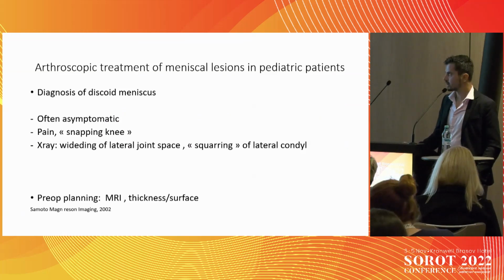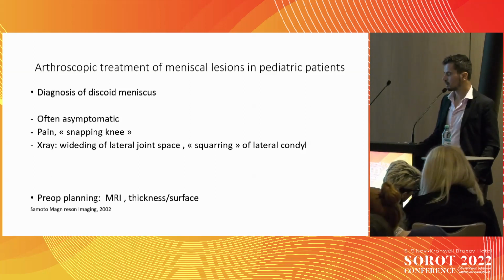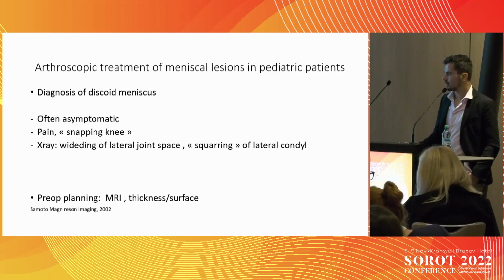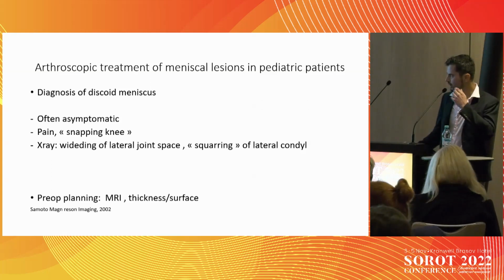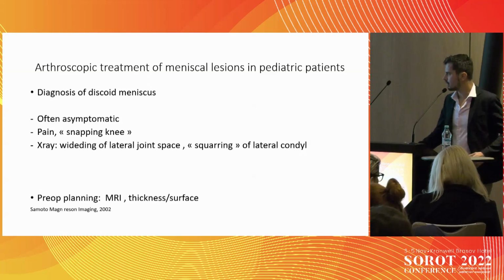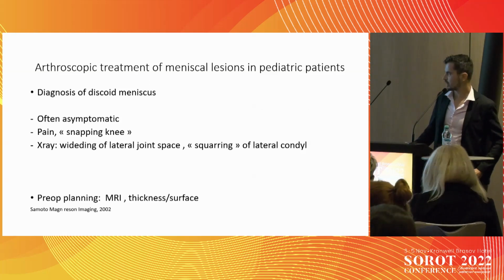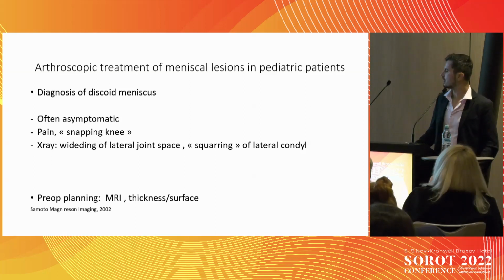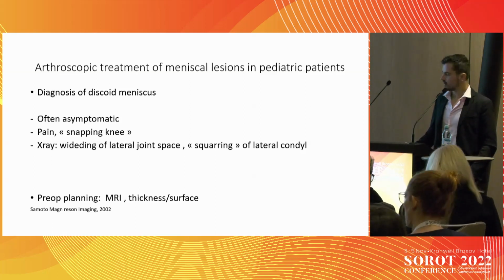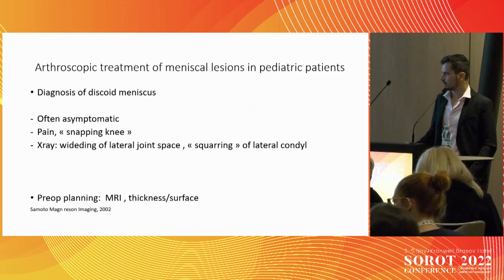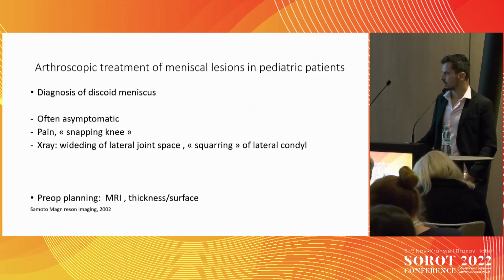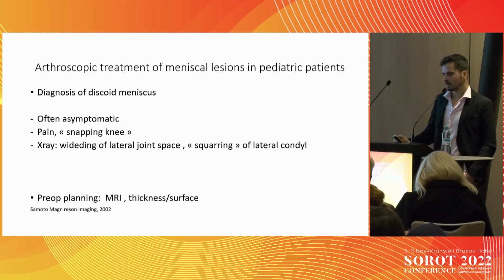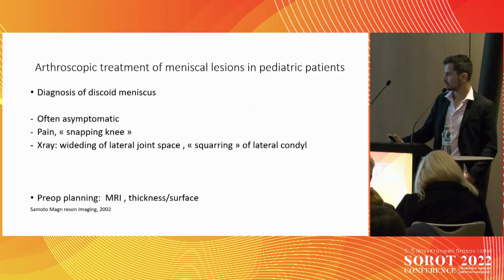How do we do the diagnosis of discoid meniscus? Often asymptomatic, so it's difficult, but there is sometimes pain and a snapping knee. With the X-ray, you can have a widening of the lateral joint space and squaring of the lateral condyle. We use the MRI. We have a classification with the thickness on the surface, and it's important to have this imagery.